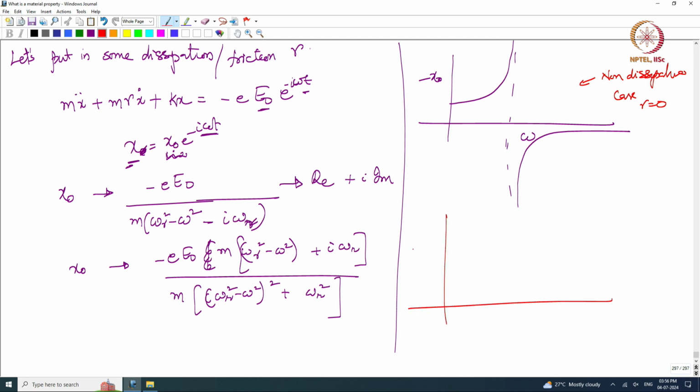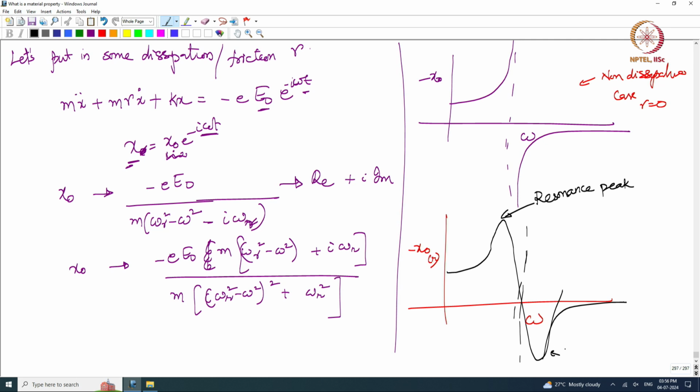Now I am going to do the dissipative case, where minus x naught versus omega. The real part is the non-dissipative part. So, the real part of polarization that does not dissipate is going to go somewhat similar, but it is not going to go to infinity, it is going to come down, go like this and then go to 0, okay. What mechanical engineers, especially people who do MEMS, call this is a resonance peak. This is a resonance phenomenon, by the way, I am looking at the natural frequency of the system. So, this is called the resonance peak and this is called the anti-resonance peak.